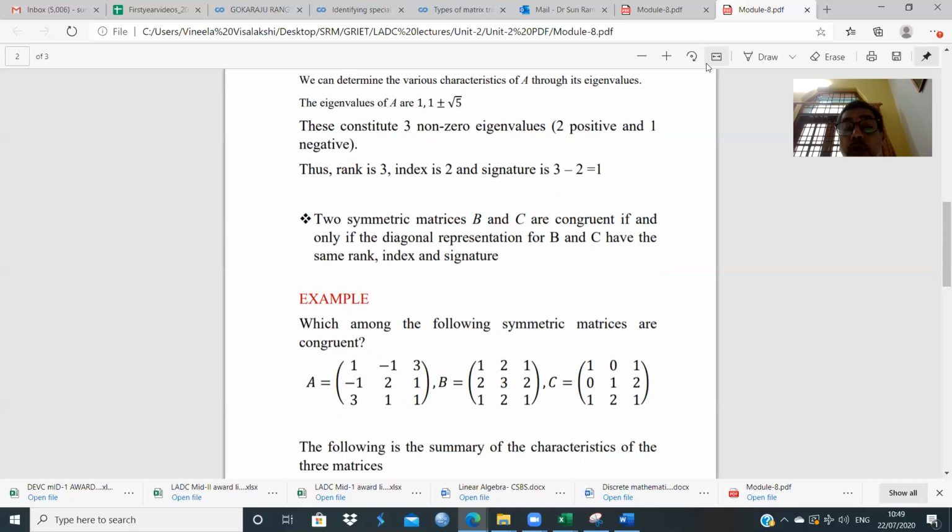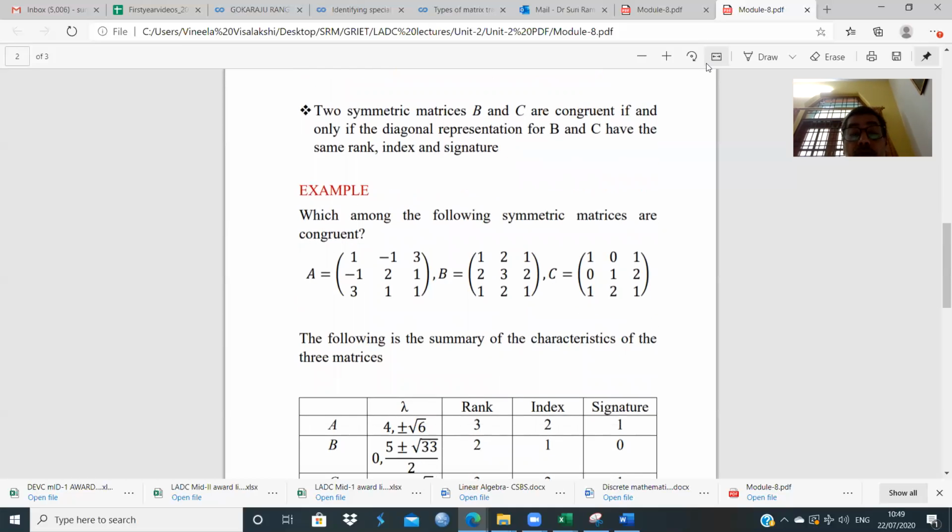Now there is a very important definition about congruence of symmetric matrices. Now, there is already a definition about similar matrices, and this is something, if not exactly the same, but sort of representatively similar. Two matrices B and C are congruent if both of them have the same rank, same index, and same signature.